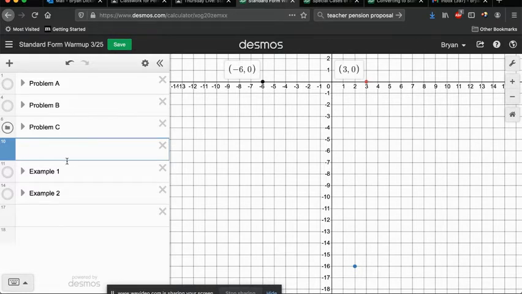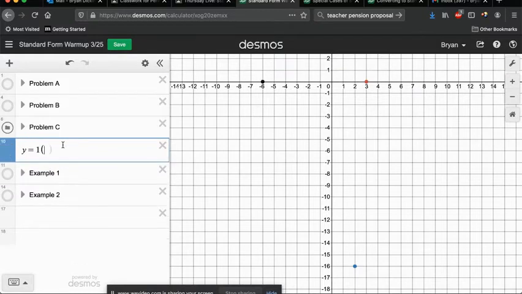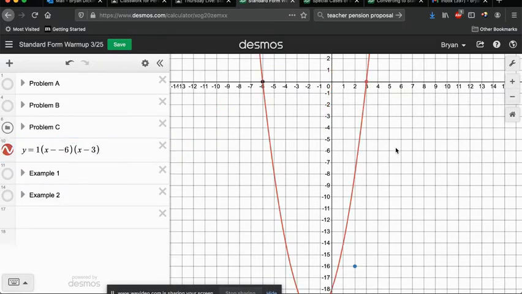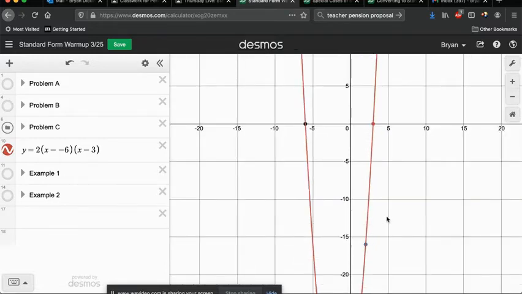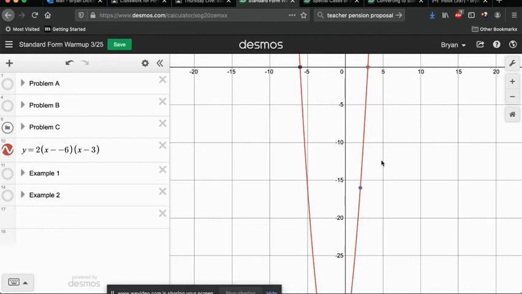So when I'm thinking about this one, I know that if I were to put it in factored form, and remember I'm just going to start with a as 1, I'm going to have x minus negative 6 times x minus 3. All right, so far so good. I've got a parabola that goes through both x-intercepts. And now I'm just going to play with the a value, see if I can find the proper a value. So clearly it needs to stretch more because it's not catching this point here. And if I make it a 2, now sure enough, I've got a parabola that goes through all 3 points.